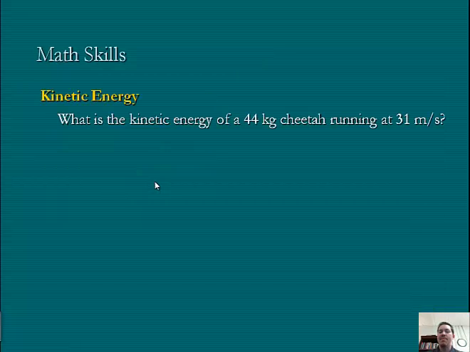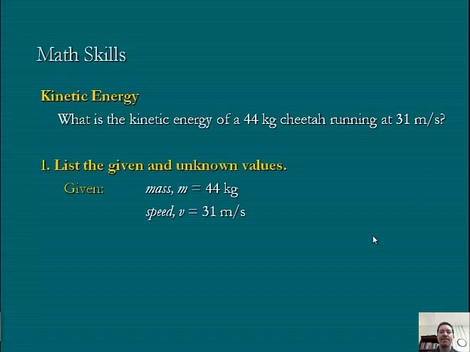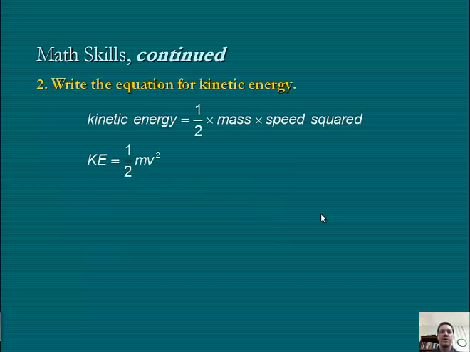Alright, so looking at a math skill problem here: what is the kinetic energy of a 44 kilogram cheetah running at 31 meters per second? Again, we want our mass in kilograms and velocity or speed in meters per second. So list our givens. Our mass is 44 kilograms, speed is 31 meters per second, and we want kinetic energy in joules. So we're going to write our equation down: KE equals 1/2 mass times velocity squared.